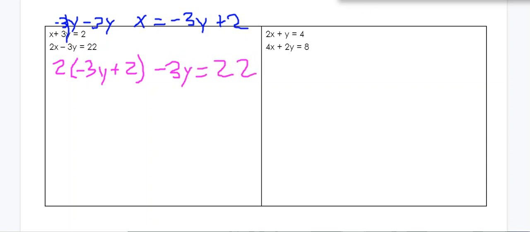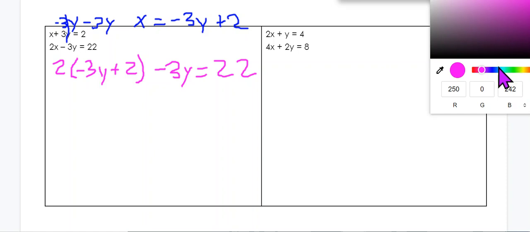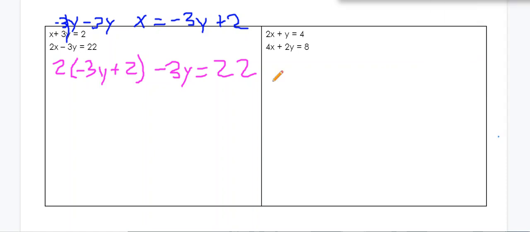It equals 22. All right, so now I want to solve for y. I see I have parentheses here, so I'm going to have to distribute. I'm going to take this 2 and multiply it to both terms on the inside. 2 times negative 3y would be negative 6y, and then 2 times 2 would give me 4. That's a positive 4, so I put a plus, and then I can bring everything else down. I can bring down the minus 3y, and that equals 22.